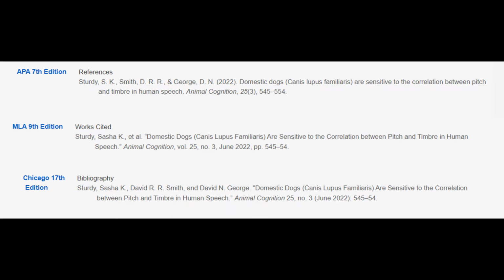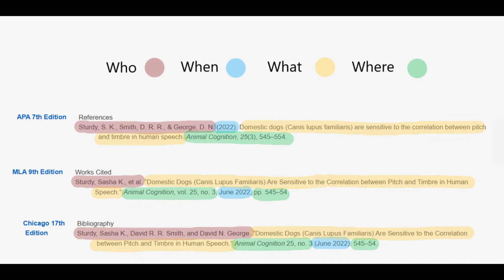Let's take a look at a reference. On the screen, I have a reference from the three main types for the same source. There are some minor differences in how things are formatted, but there are four types of information that are used to make a reference: who, what, when, and where. On the screen are those same examples from before, with those parts highlighted.